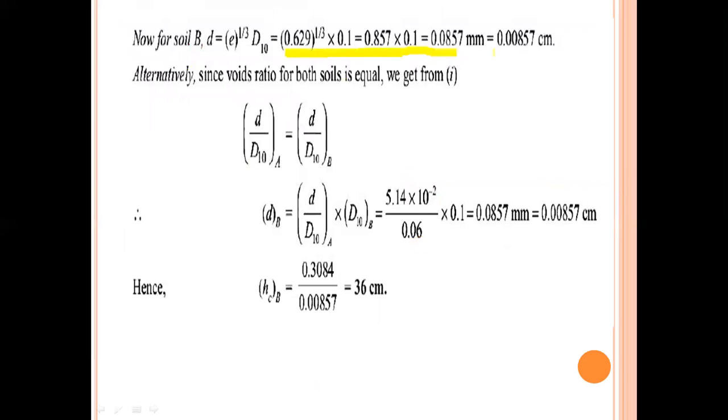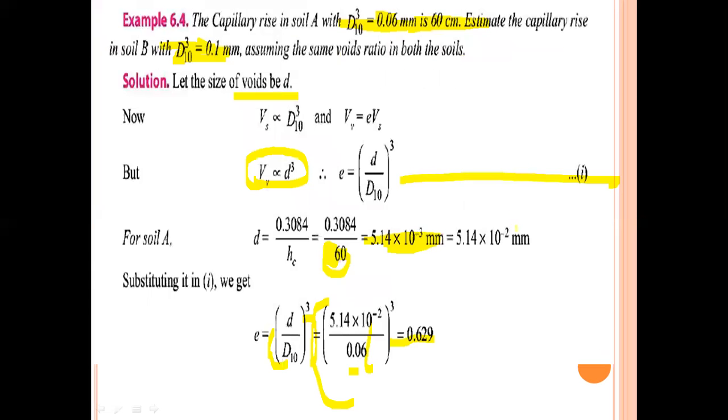Substitute. Then finally 0.857 into 0.1, that equals 0.0857 mm. It's converted into centimeters. So here also it is the centimeter value.